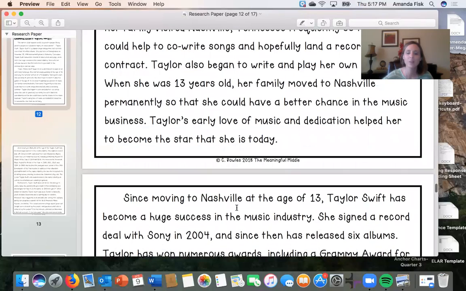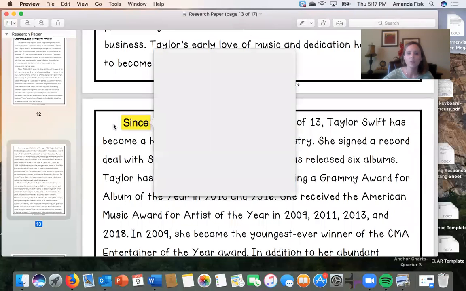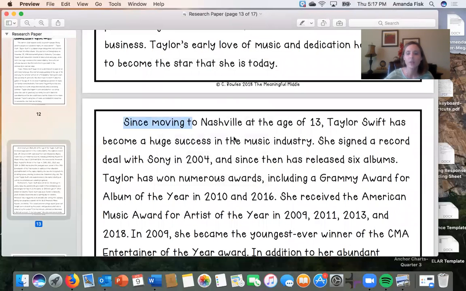Big idea number 2, let's see. It talks about how since moving to Nashville at the age of 13, Taylor Swift has become a huge success in the music industry. So what is this going to be about? Yes, it's going to be about her becoming a huge success. So all of these sentences after the topic sentence are going to be about her success.